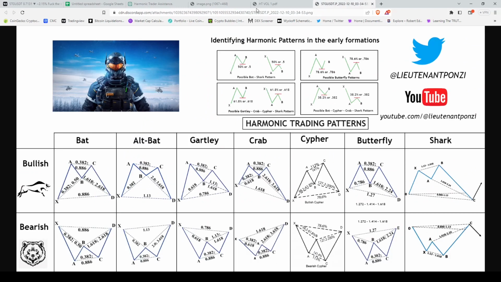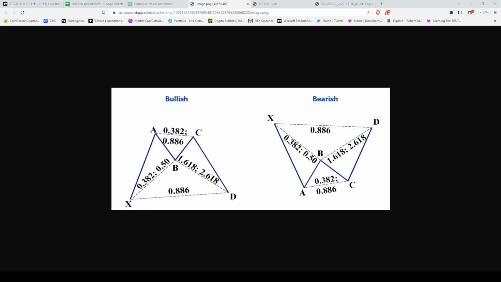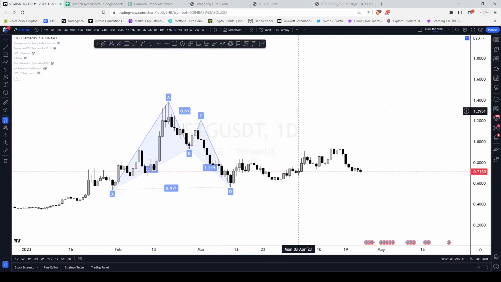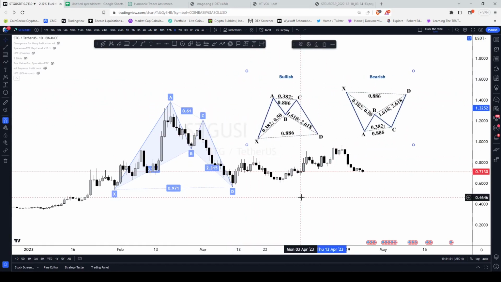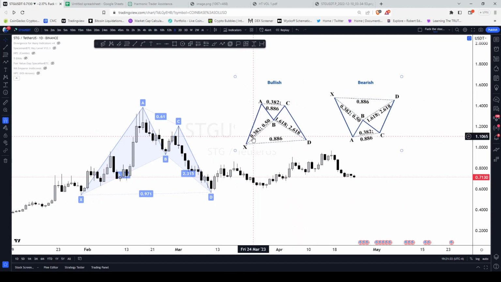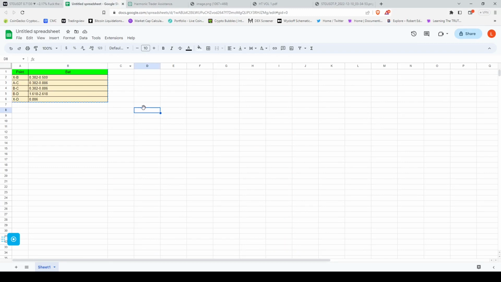So let me just copy and paste this over here for you. When you're looking at your harmonic structures, the most important thing you're going to be looking at is to make sure all of these fit inside the ratios. And I made a little Excel cheat sheet for you. Let me see if I can make this bigger.